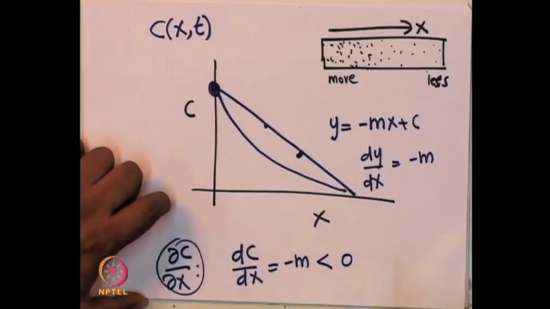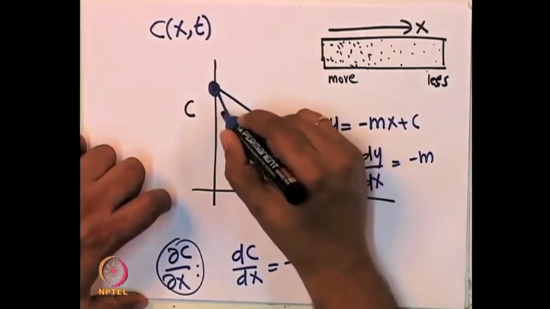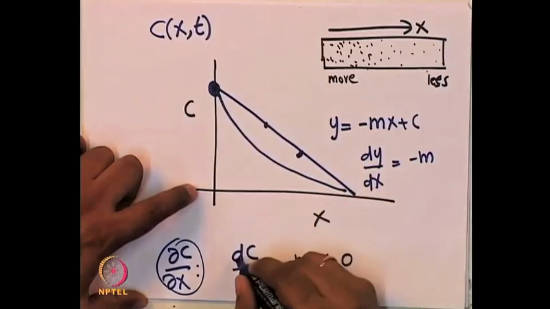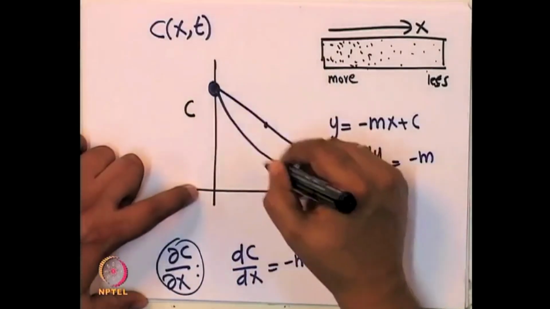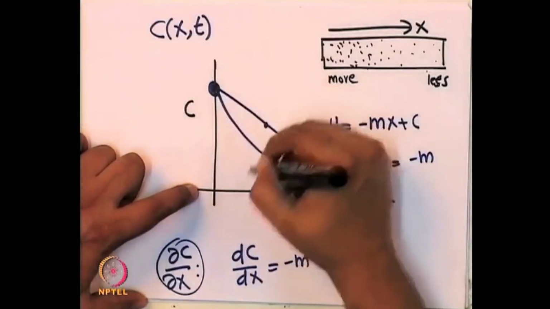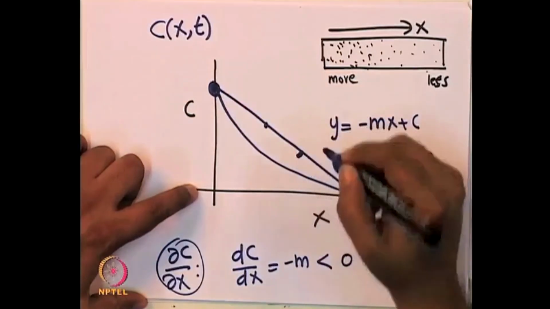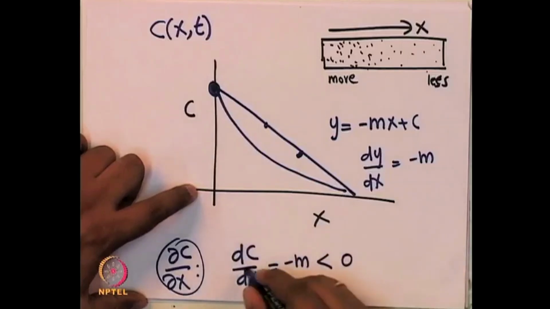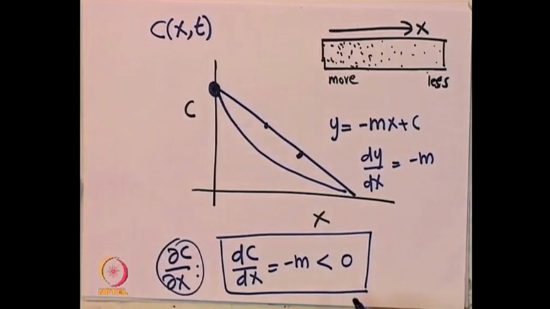But anyway, the point is that dc by dx is negative. If you take this, or even if you take this, as we go along the x, the change in c, dc, is negative, the c decreases. So, this is the point to remember: dc by dx is negative. Keep this point in mind.